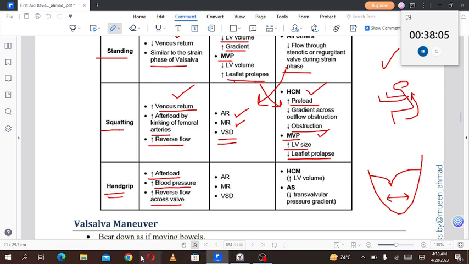Okay, what does that mean? I have to see that reverse flow across the valve. I don't know what valve they are talking about in particular, but they will be increasing the reverse flow across the valve. So the murmurs: squatting and hand grip are similar in the sense that they will also cause an exaggeration of the aortic regurgitation, mitral regurgitation, and VSD.